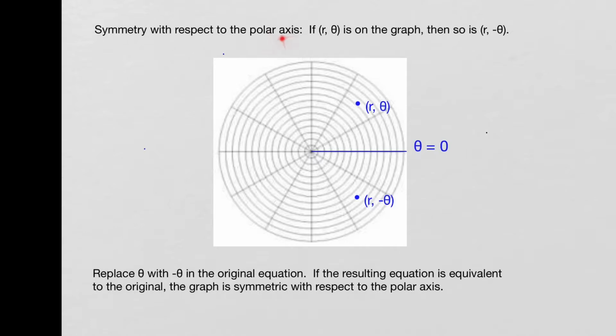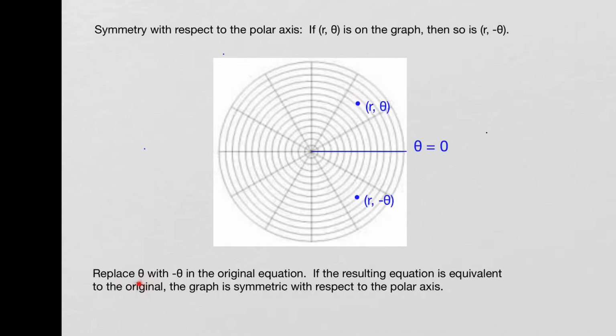Now, with respect to the polar axis, and that's the positive x-axis here. So if r comma theta, again, is on the graph, then r comma negative theta is also on the graph. So you can see we have that symmetry. And that works whether you're in quadrant 1 and quadrant 4 or quadrant 2, quadrant 3, whatever. So this works regardless. It doesn't have to just work for quadrant 1 and quadrant 4.